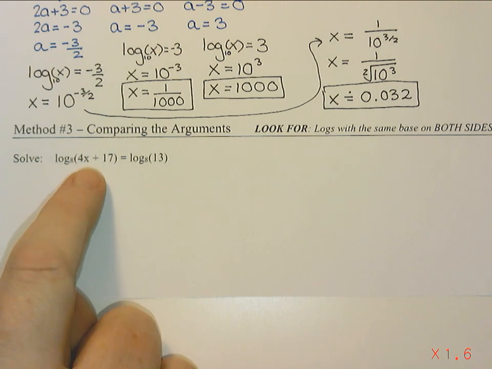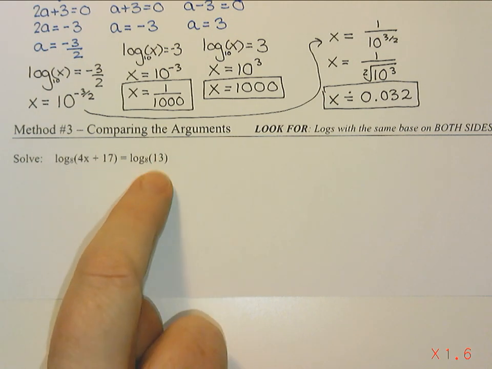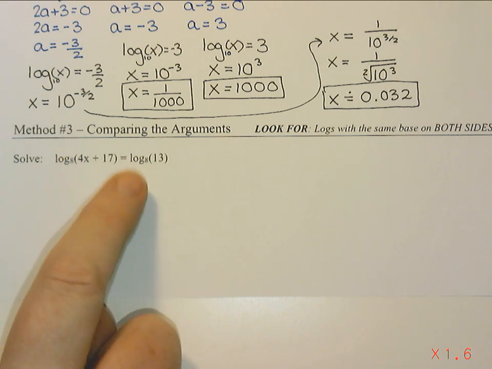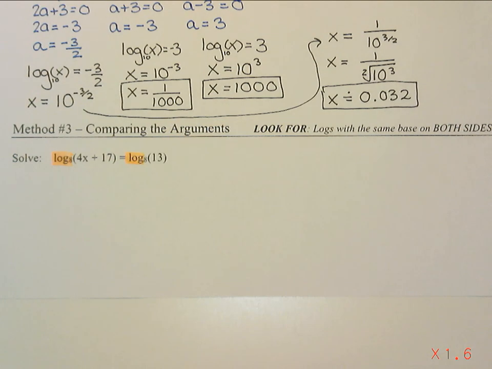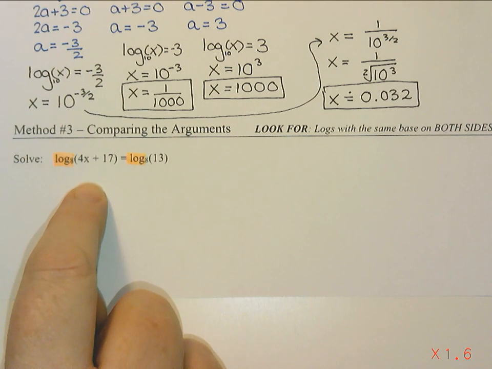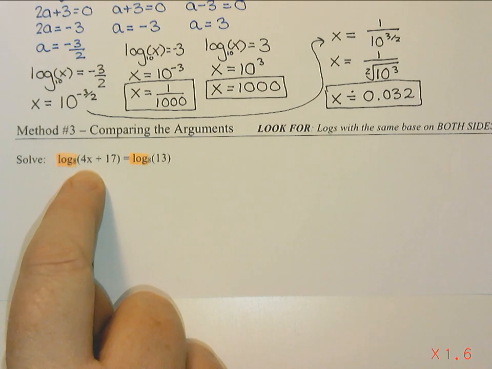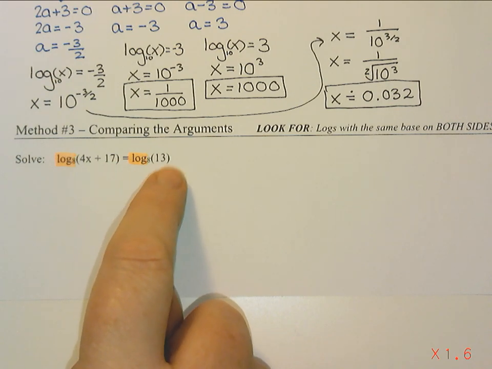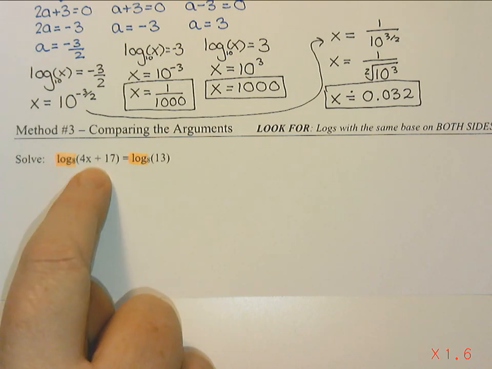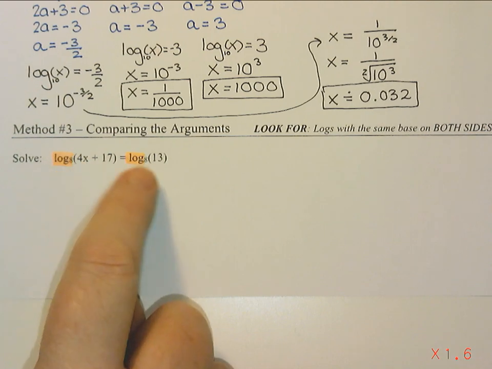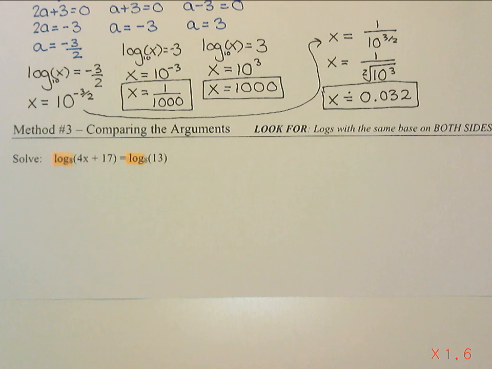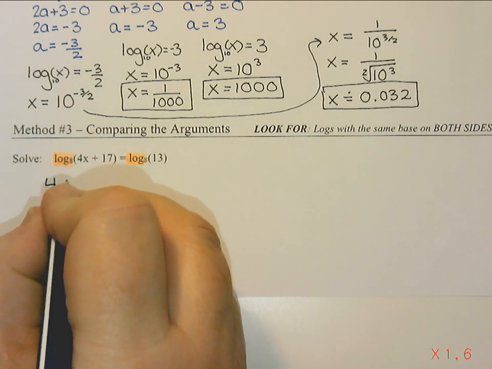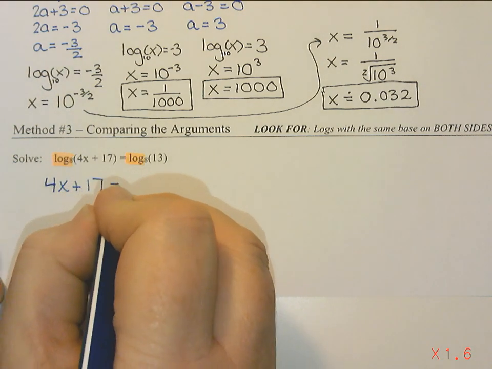So if you have one single log on the left and one single log on the right, and they both have the same base, that means the two sides are equal, right? So the two logs are equal. So if log base 8 of 4x plus 17 is the same thing as log base 8 of 13, it goes to reason that the arguments should be the same, right? If they have the same log, they have the same base, they're both equal, then those arguments should also be the same. So we would say that the two arguments should be equal. So 4x plus 17 should equal 13.